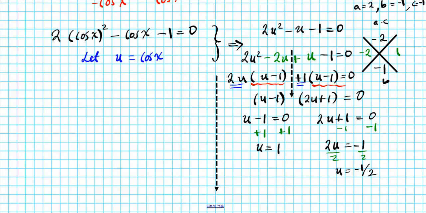Let's do it. So we're going to have, let's see, I'm just going to rewrite it here so that nobody gets confused. u equals 1, and then u equals -1/2. So when I resubstitute, I have cosine x is equal to 1 since u is cosine x, right? And then this one, I'm just going to also write cosine x is equal to -1/2 since u is equal to cosine x. Okay, so now I just have to solve these trig equations.